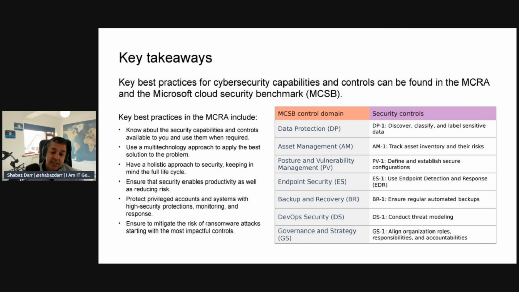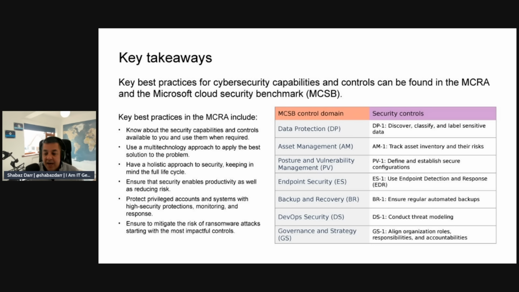So some key takeaways for this part of the topic. Capabilities and control best practice can be found throughout the MCRA and MCSB. You can find them in the architecture diagrams and other sections. Some of these are explicitly called out in the MCSB.